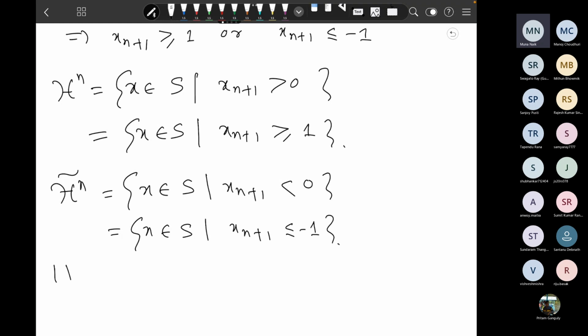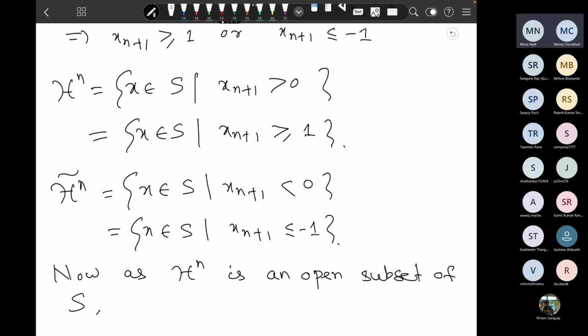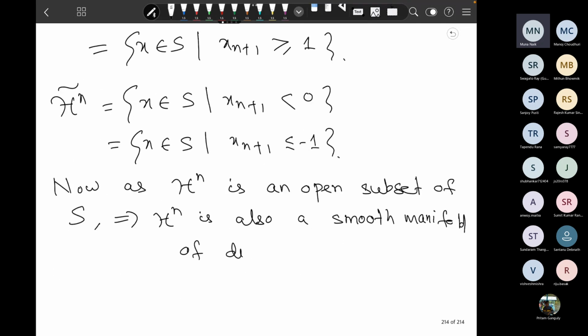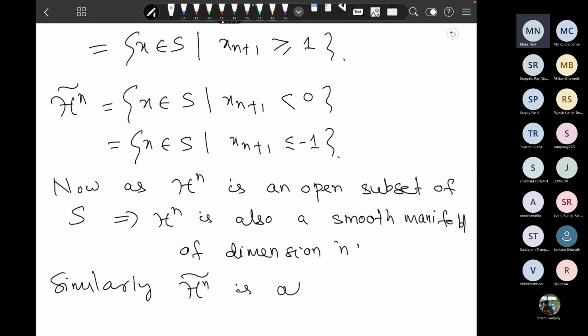Now H^n is an open subset of S. This implies H^n is also a smooth manifold of dimension n. Similarly, H^n tilde is also a smooth manifold of dimension n.